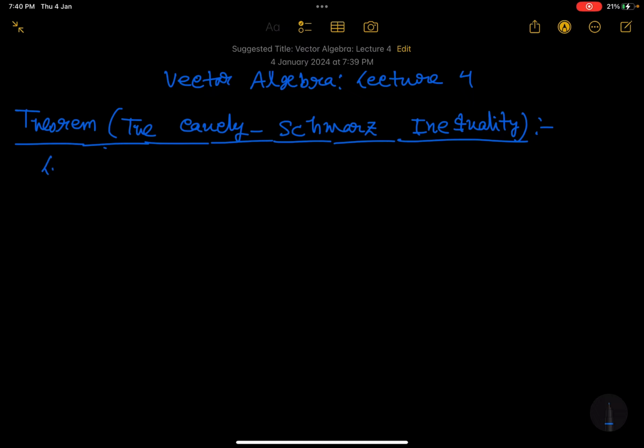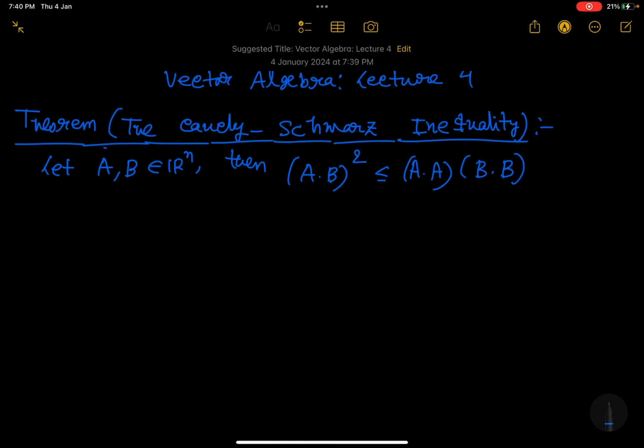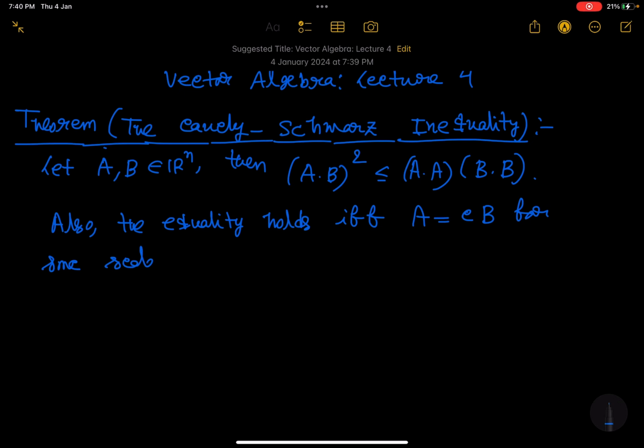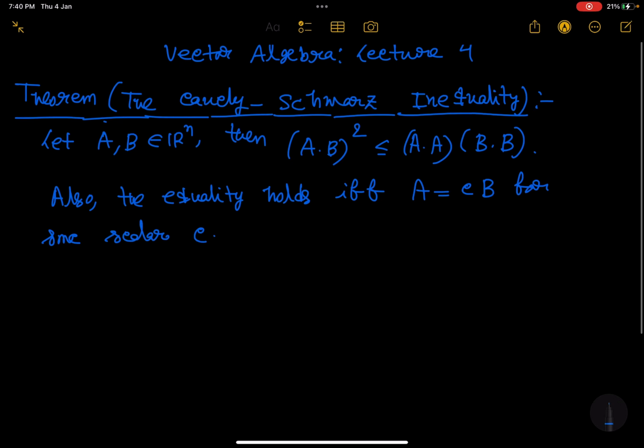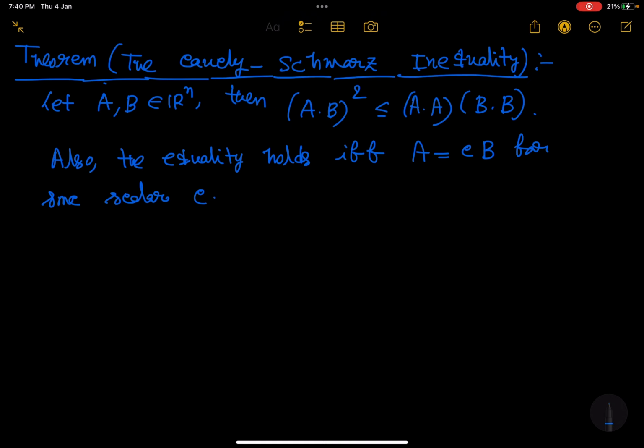So let A and B be two vectors in Rn, then (A dot B) whole square is less than or equal to A dot A multiplied with B dot B. Also, the equality holds if and only if A equals CB for some scalar C. This C can be 0 or non-zero, we don't know. So we'll prove this.